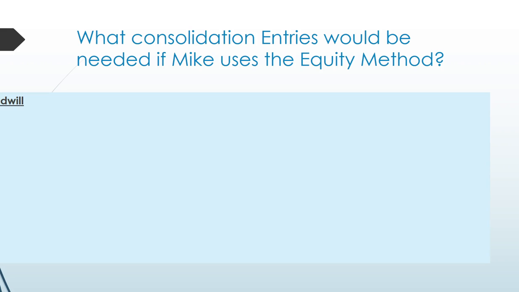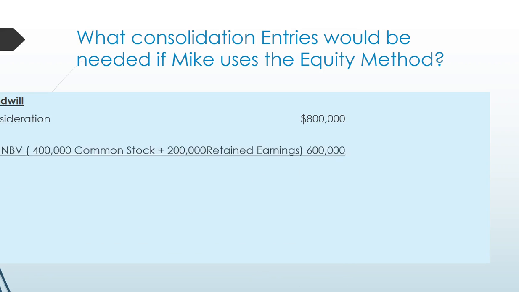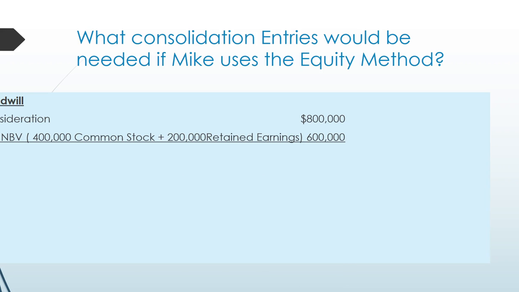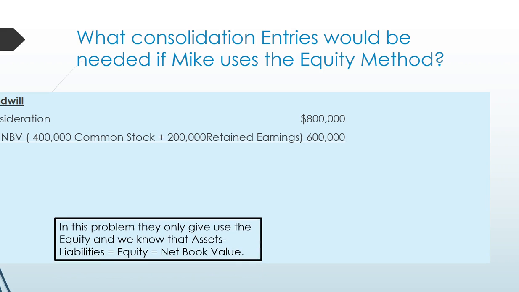Okay, first, what we need to do is figure out, do we have any goodwill or do we have any amortization? So we had consideration of $800,000, less the net book value. Now, here's the thing to remember. In this problem, they only give us the equity, and we know that assets minus liabilities equal equity, which would also equal the net book value. So remember that when you're working the problems, you have to remember that accounting formula.